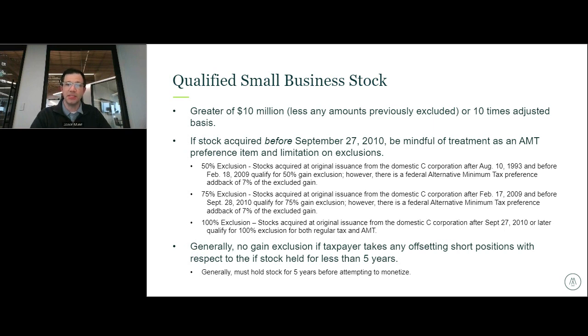Those earlier buckets, the 50 and 75%, had AMT considerations you had to factor in, because you could potentially have a benefit for regular tax purposes, but it was muted to some degree by the AMT implications. That doesn't exist with the 100% bucket. So really, we've had a long period now where we've had significant potential benefit.